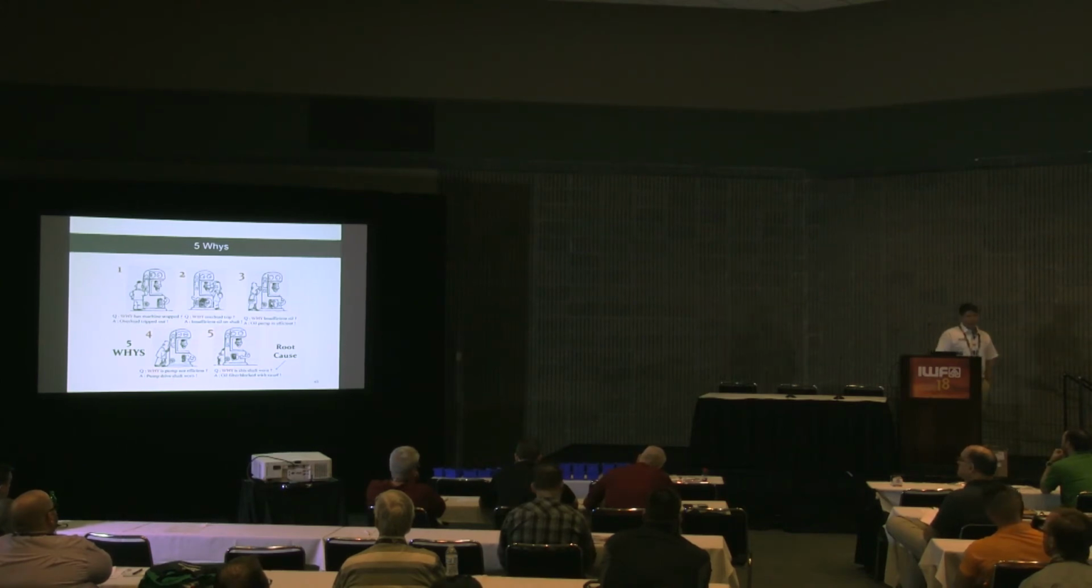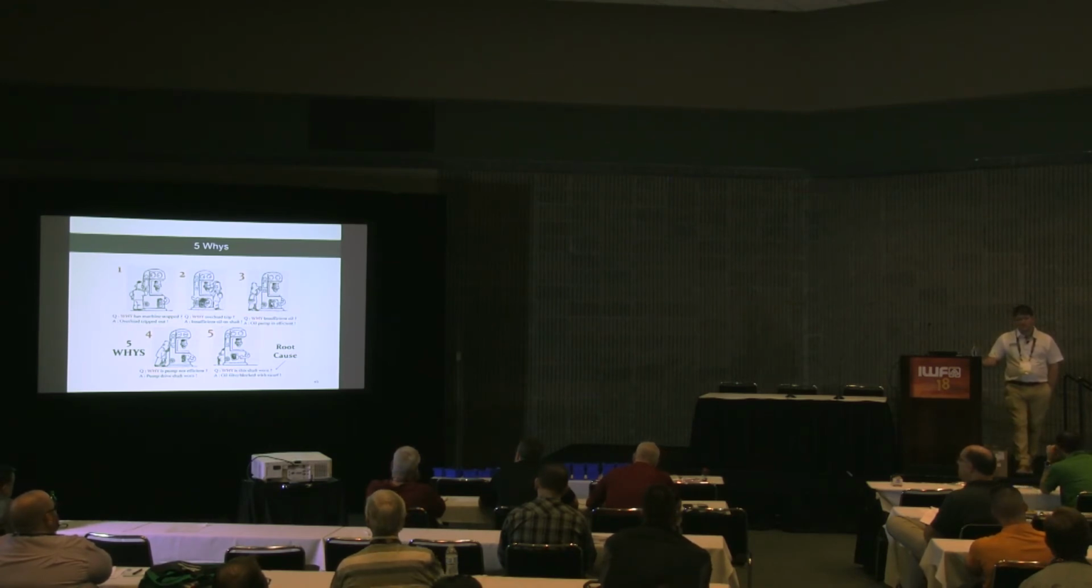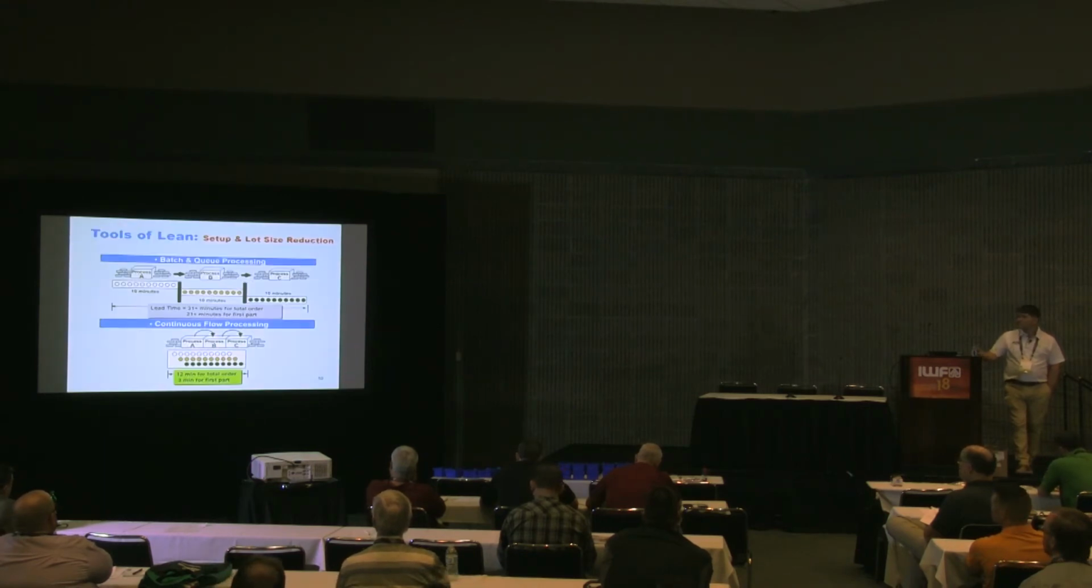Why is the shaft worn out? Why is this pump broken? Why is it failing? Is the machine old? Does it need to be replaced? Does it need a different type of pump, right? What's the root cause? This is a concept of lean and single piece flow versus batching. Some of you are very familiar with this.